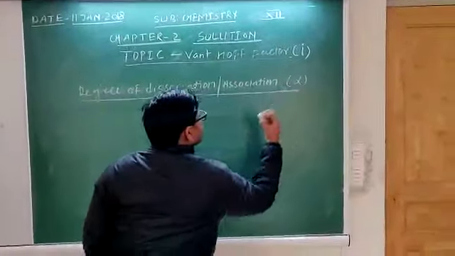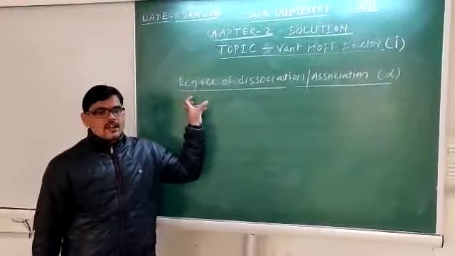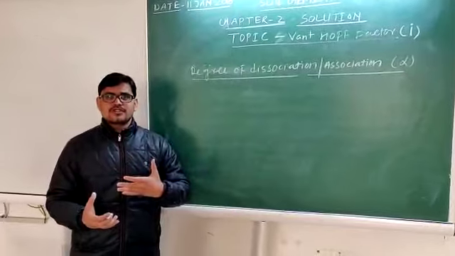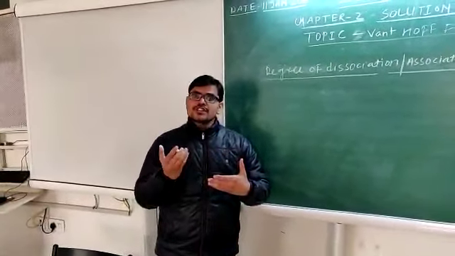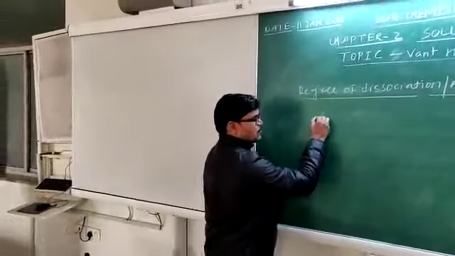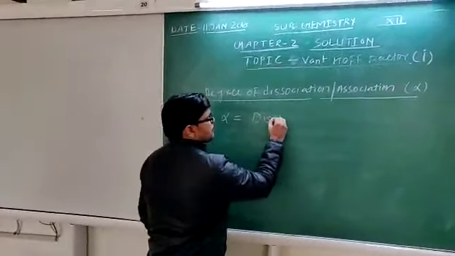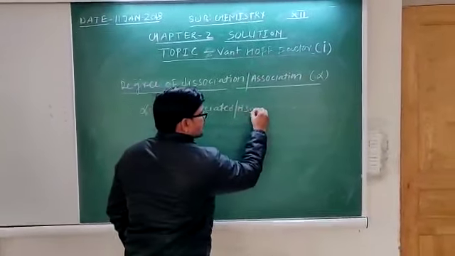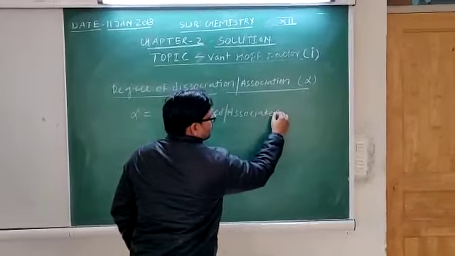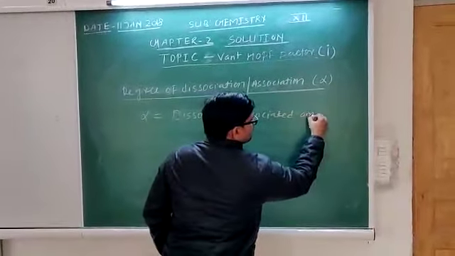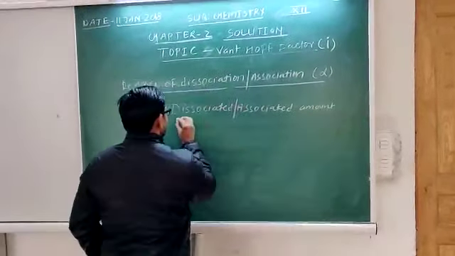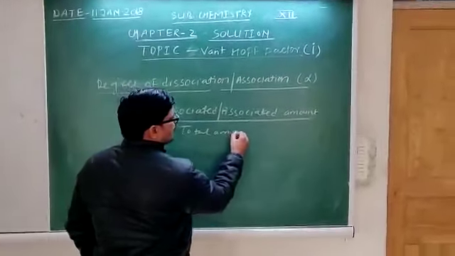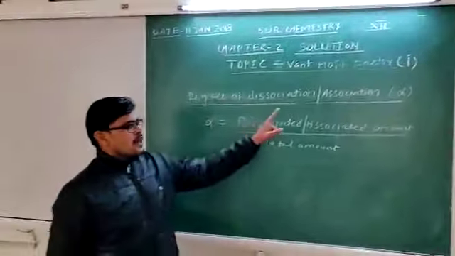Firstly, let us discuss what is degree. Degree means degree of dissociation or association. It is the extent of dissociation or association. It is calculated by this formula: dissociated or associated amount upon total amount.